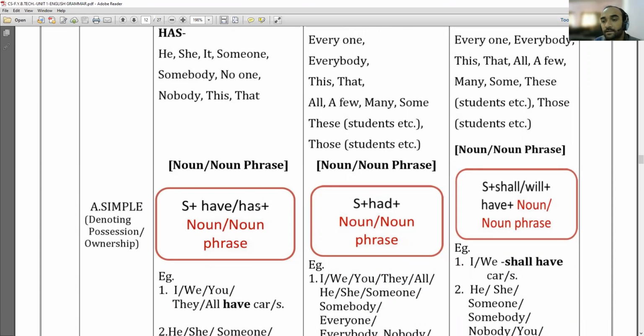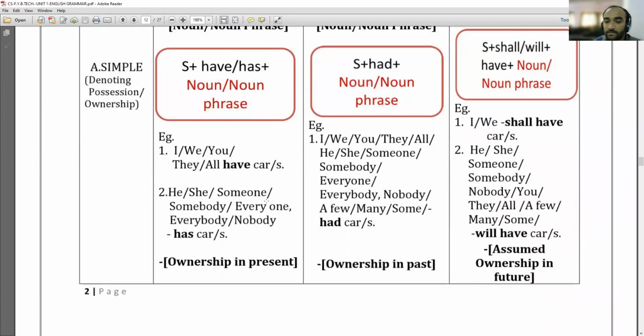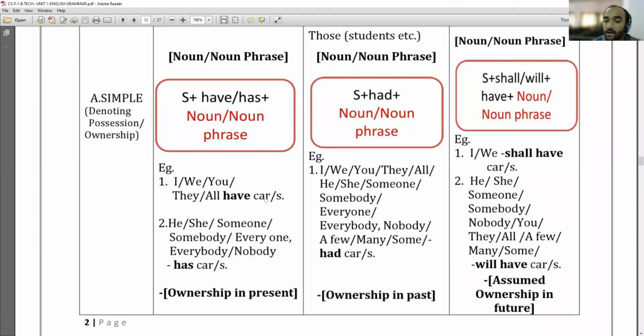So all the subjects take had after them. ओके, सब्जेक्ट्स नंतर काय येतं, कुठल्याही प्रकारच्या सब्जेक्ट नंतर काय येतं, हॅड येतं, जेव्हा आपण ते पास्ट मध्ये दाखवतो तेव्हा. ओके, आणि एक्झाम्पल इज आय हॅड कार, माझ्याकडे कार होती. आता आहे का, असेल किंवा नसेल.